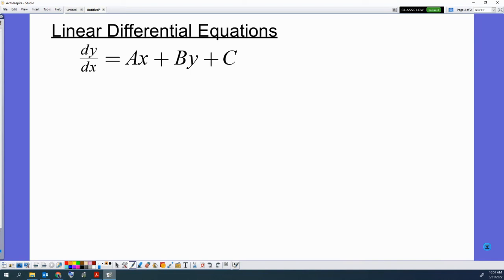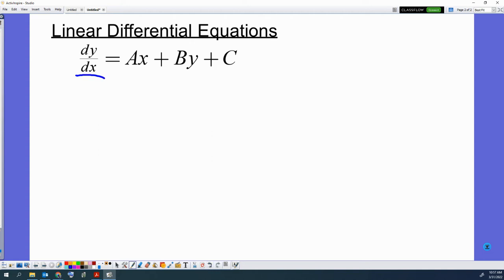We're going to look at linear differential equations, which is not actually a topic specifically included in the AP curriculum. However, they do like to throw this kind of differential equation on the test as an FRQ sometimes. And so I think it's worth looking at and recognizing them. Notice the form of it.